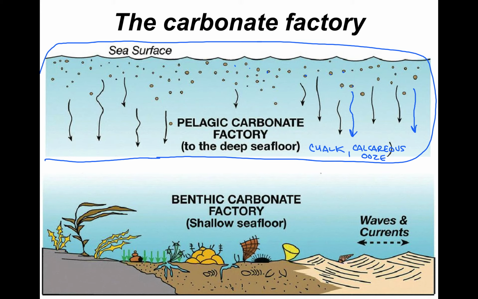The benthic, or seafloor carbonate factory, produces carbonate right on the seafloor by organisms that are either rooted to the seafloor or moving about the seafloor in some way. That carbonate that's produced right on the seafloor is due to the growth of organisms, and also it can be reworked by waves and currents in the same way that detrital sediment gets reworked by currents and waves.